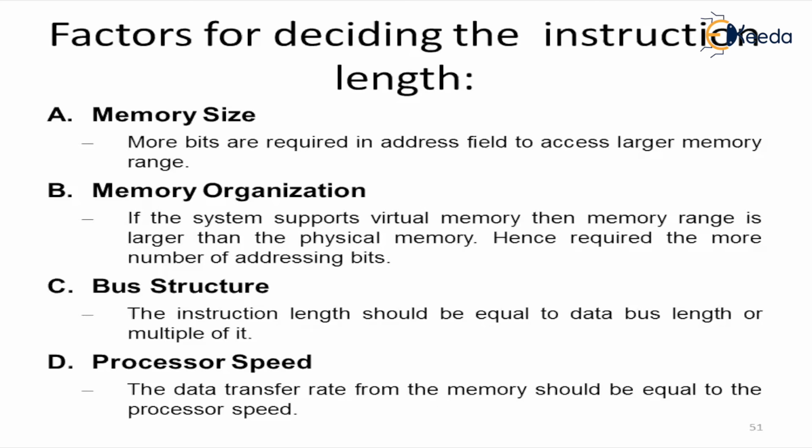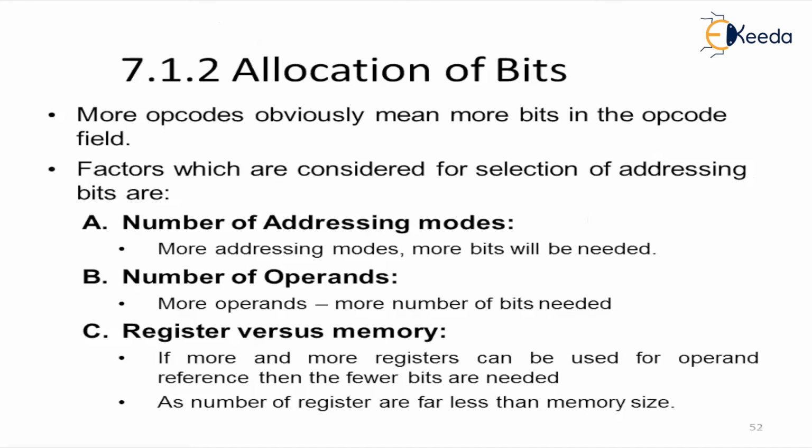The data transfer rate from memory should be equal to the processor speed. So when you're transferring data from the memory, the processor speed should be very high so that the data transfer can take place very easily. More opcodes means more bits in the opcode field.